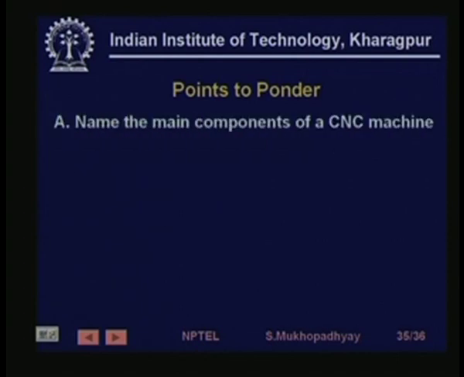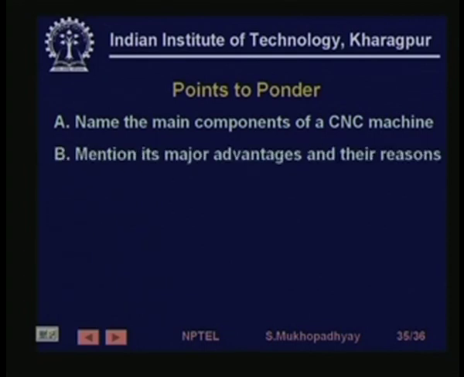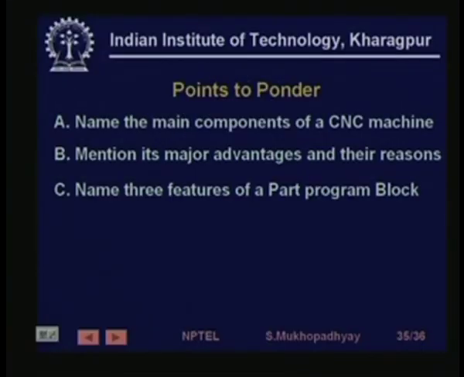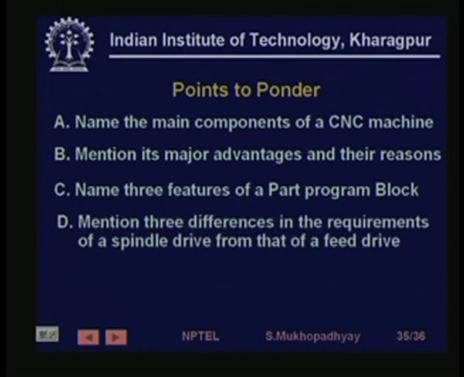Among some points to ponder, you can name the main components of a CNC machine. Try to name them, mention its major advantages and the main technological reasons from which these advantages arise. Name 3 features of a part program block. Mention 3 differences in the requirements of a spindle drive from that of a feed drive, how they are different.